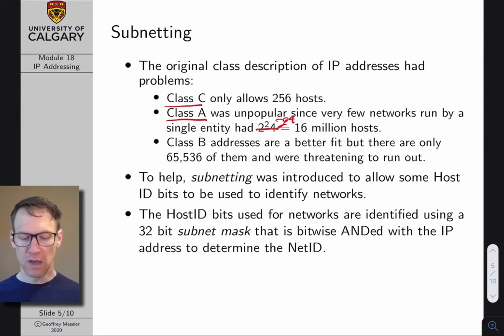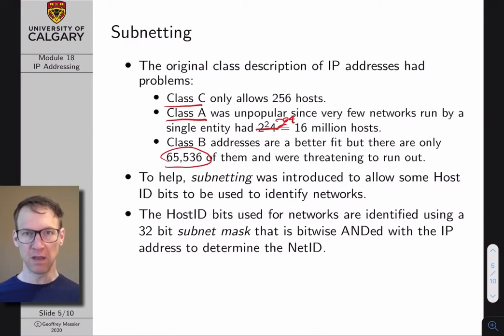They had about the right balance between network ID and host ID space, but there were only 65,000 of them because there's only 16 bits allocated for the network IDs. And so there weren't very many Class B addresses available, and they very quickly started to run out. And so the concept of subnetting was basically to get a little bit more flexible in terms of how many bits we allocated for the network ID and how many bits we allocated for the host ID.